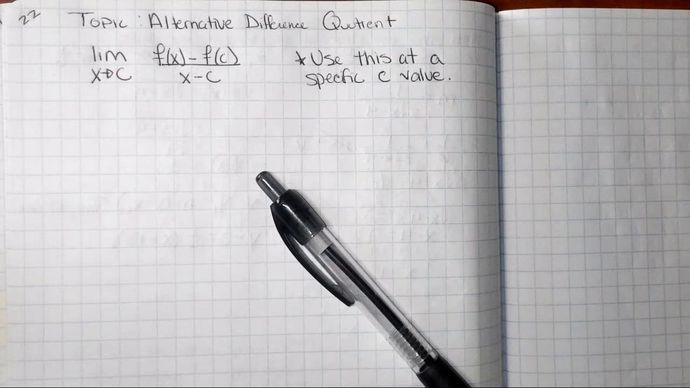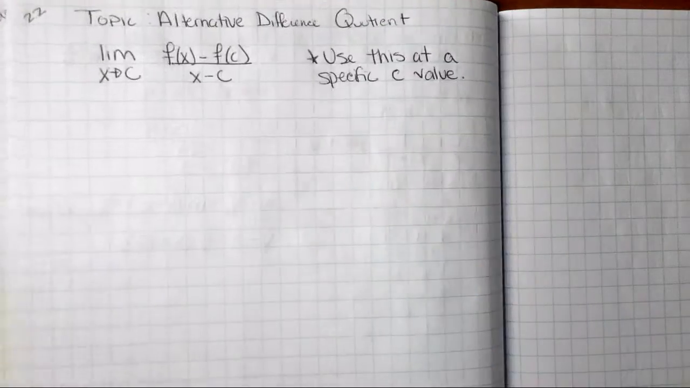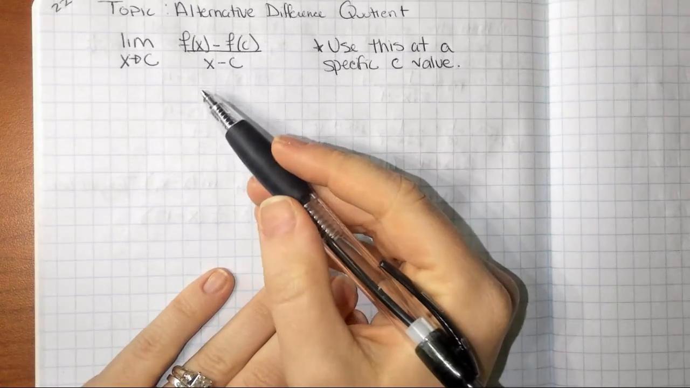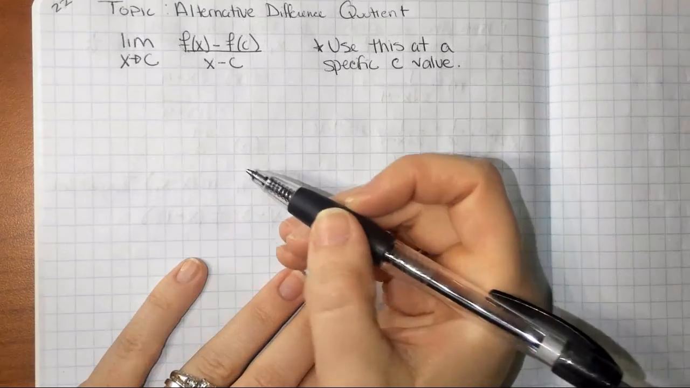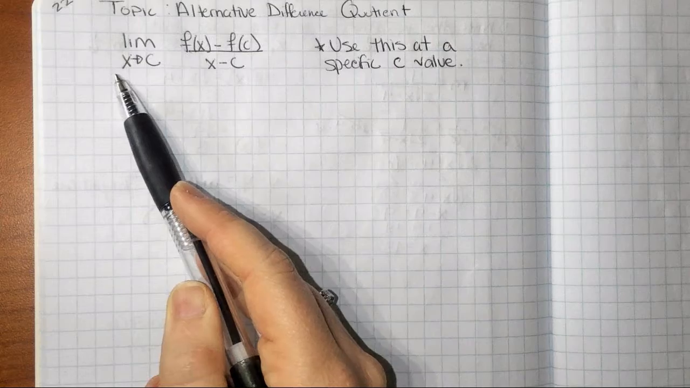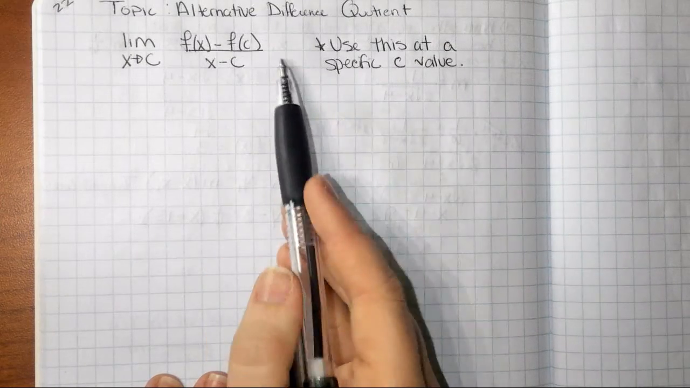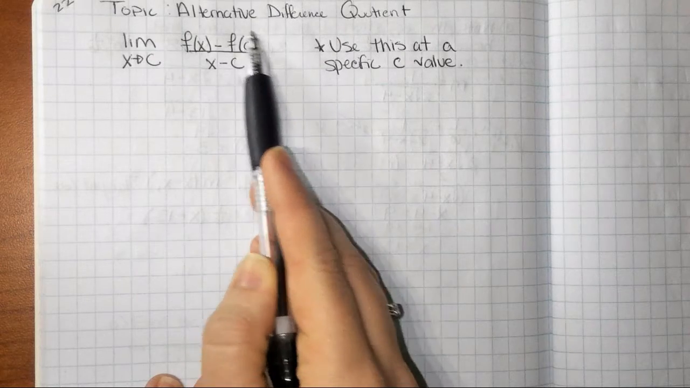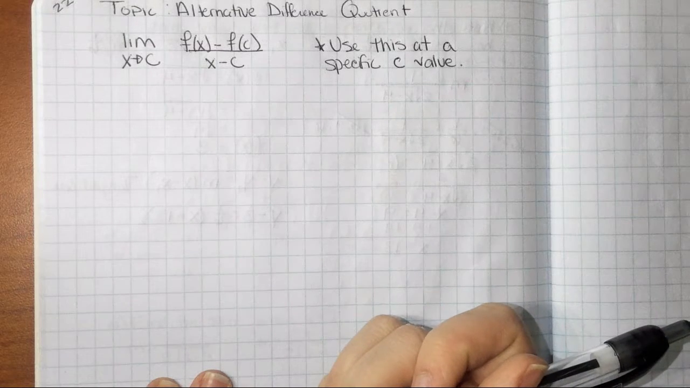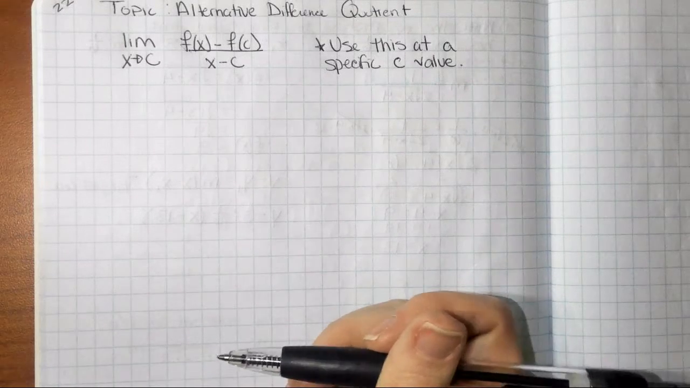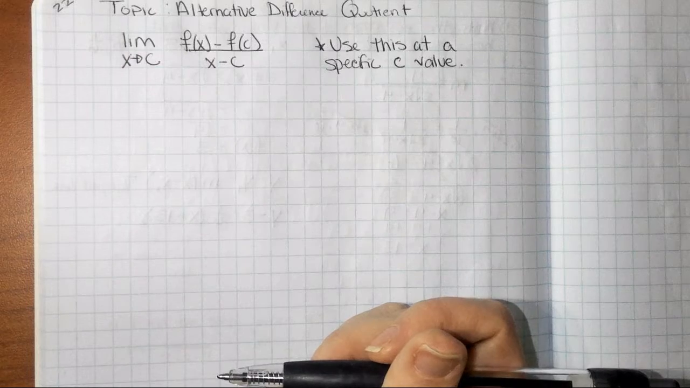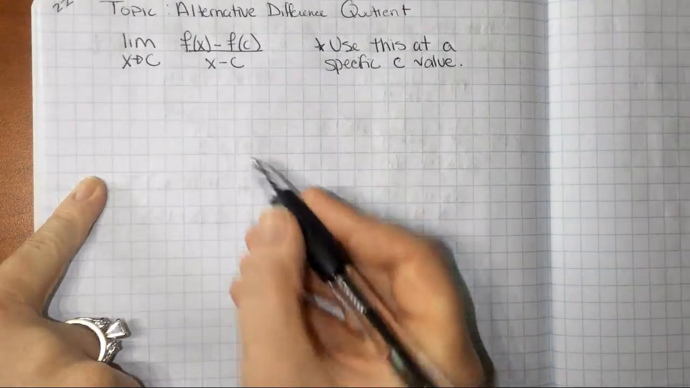So, guys, the only difference of what we are seeing here is we're going to use the alternative difference quotient when we are actually given a specific c value. Notice my limit is now as x approaches c. It's not as h approaches 0, and I'm not going to have a bunch of h's that cancel out. Here I'm taking the function, subtracting the function value when I plugged in c, all over x minus c. So what this is going to do is it's going to tell us the slope at that very specific point.